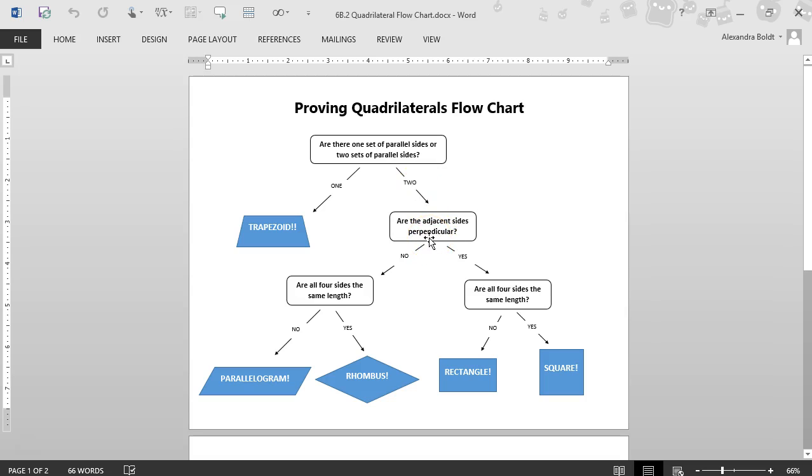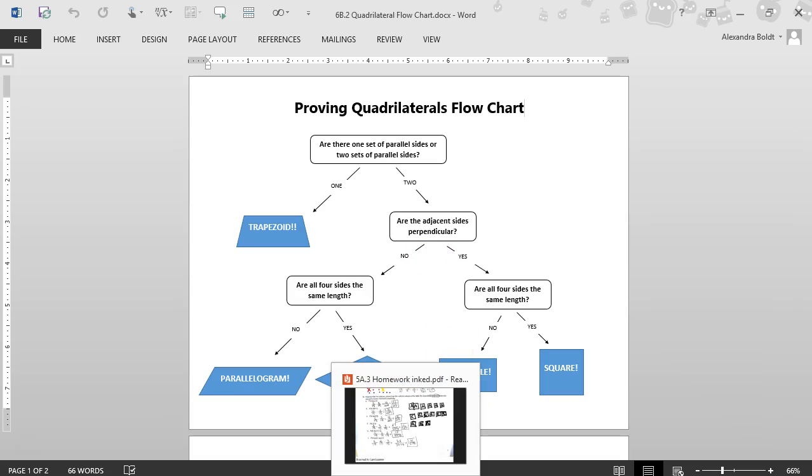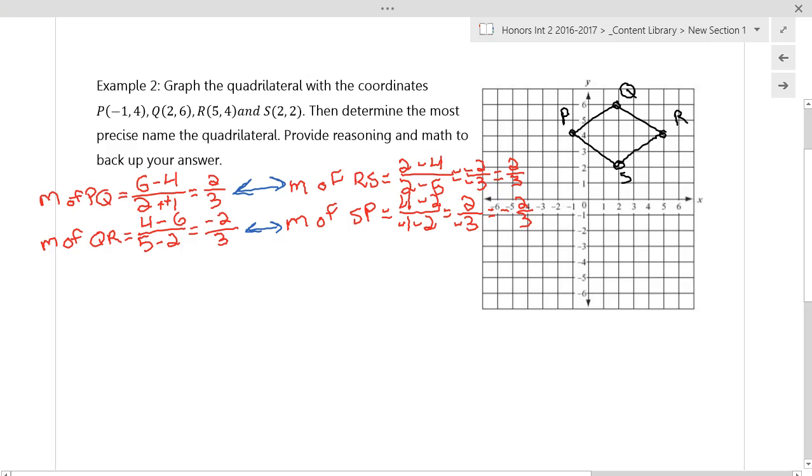So now my next question is, are the adjacent sides perpendicular? So now I'm really just looking for perpendicular slopes. Oops, sorry, one thing. And perpendicular slopes, remember, have opposite reciprocal slopes. Okay? So I know these are equal, so I'm going to look between these two sets of opposite sides that I found. If they're perpendicular, then that question would be yes. If they're not, it's no.